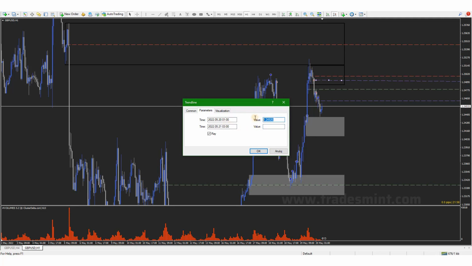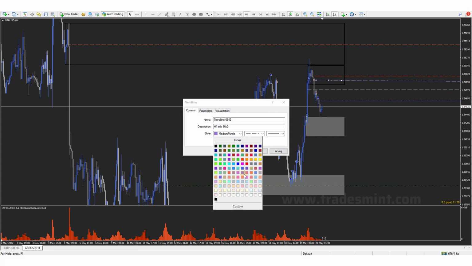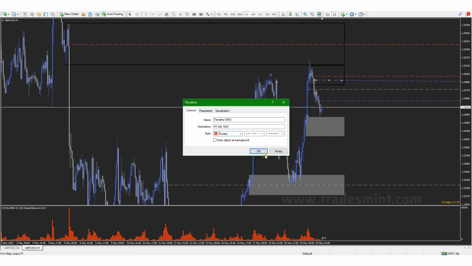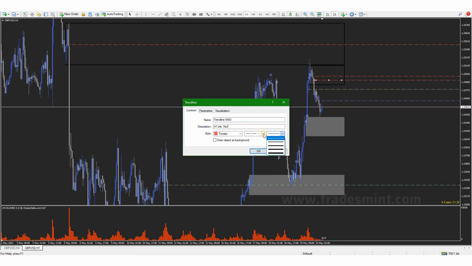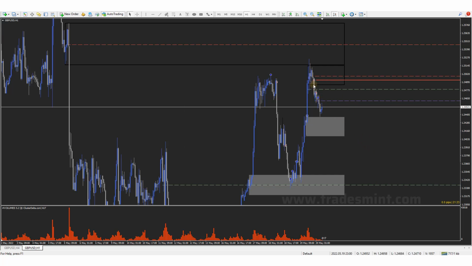Like this. Oh, it's not copying. Okay, no worries. Yeah, and here this is the H1 imbalance 16 to 0, and let's make it like this, tomato. But as a line. Good.